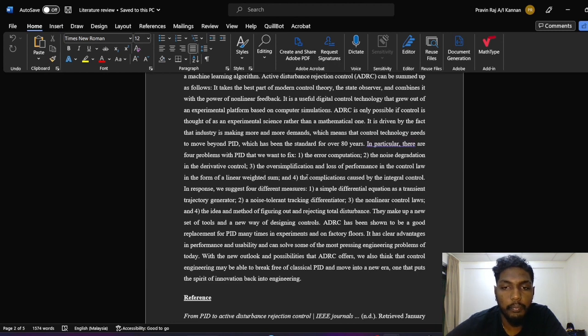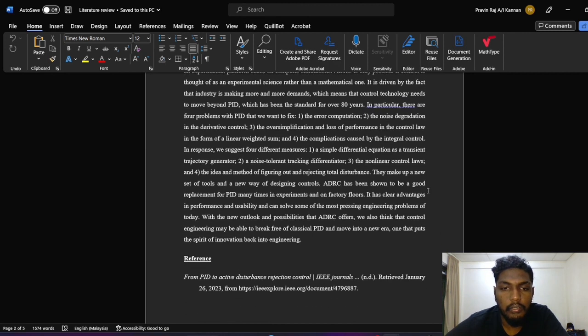The first is the error computation, the second is noise regression, the third is oversimplification, and the fourth is complications. And they also cover the noise-tolerant tracking differentiator, the nonlinear control laws, and the idea of the method of estimating and rejecting the total disturbance with the ADRC.